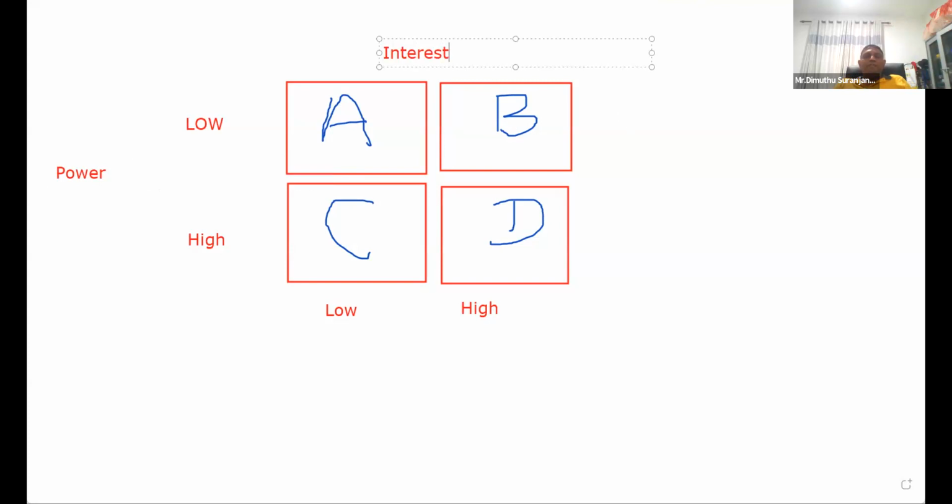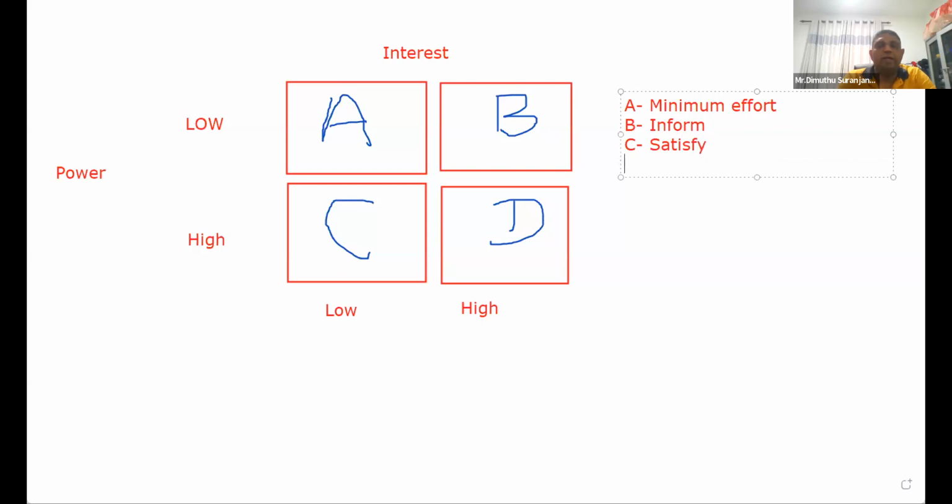Now, when it comes to the strategies part, normally group A, the strategy is to give minimum effort. You don't have to worry much about them. When it comes to B, since their interest is high, it is better to inform them when we are doing something. C, their power is high. Therefore, we have to satisfy their requirements.